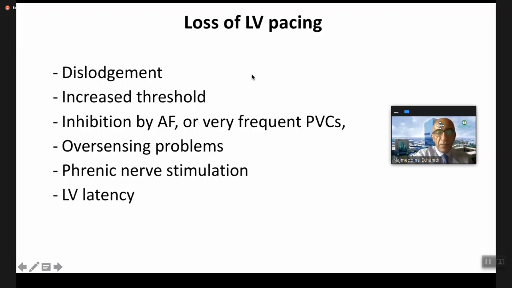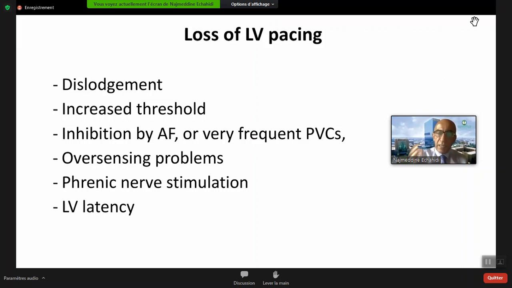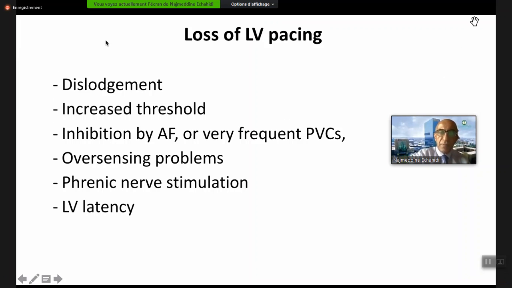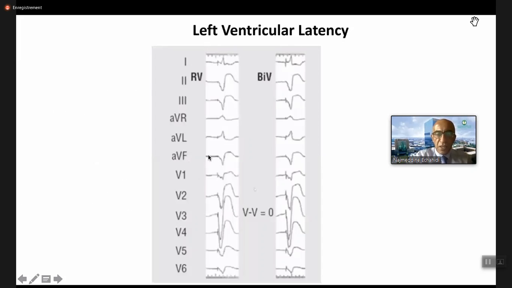I would like just to stress something here. If you are interrogating the device and the device is telling you that the therapy is delivered 100% of the time, it doesn't mean that the LV is captured 100% of the time. This is because from time to time, even a slight dislodgement of the LV lead may lead to an increased threshold, and the patient will not be receiving the therapy, even if it is delivered 100%. The LV is not captured 100%. We have to check for oversensing problems and for phrenic nerve stimulation. And this notion of left ventricular latency, I will show you one example.